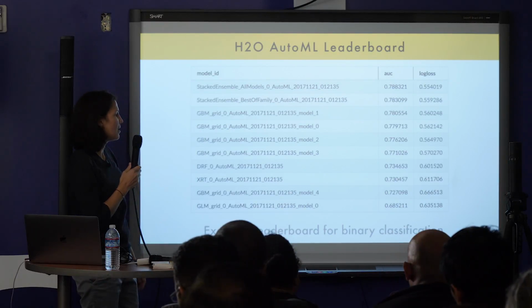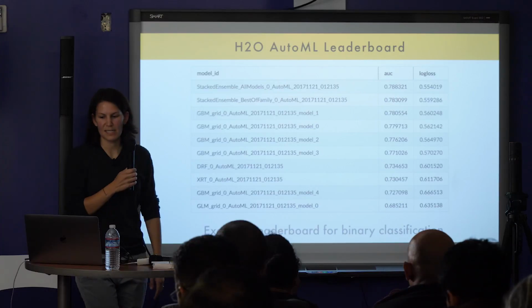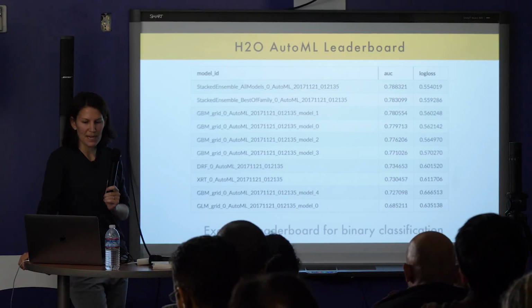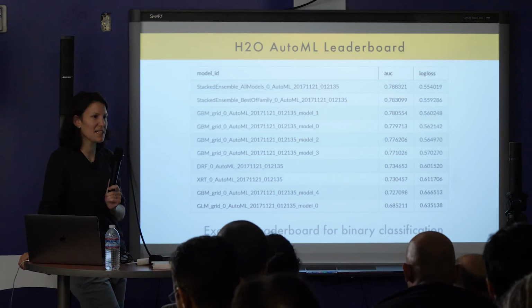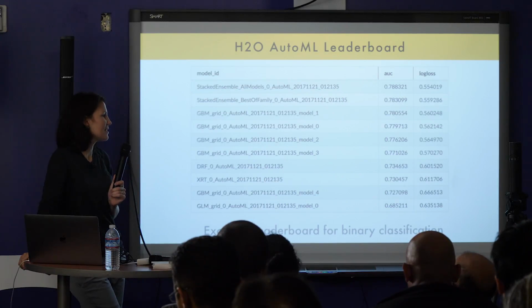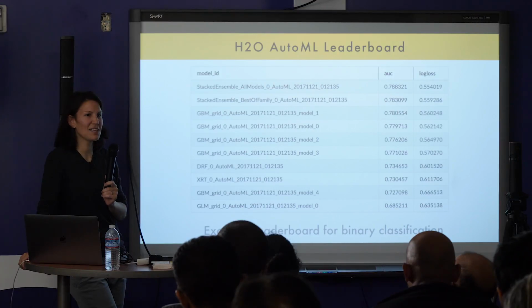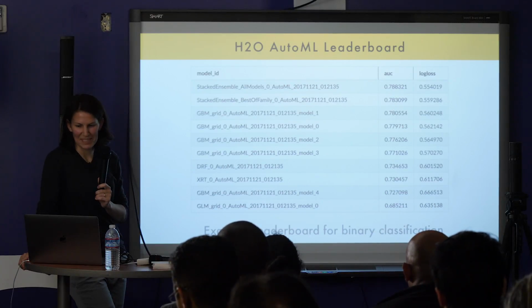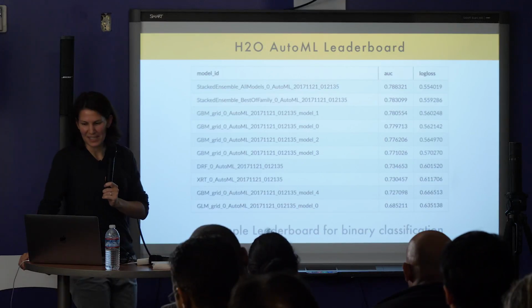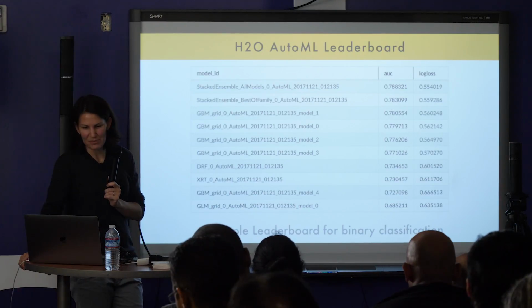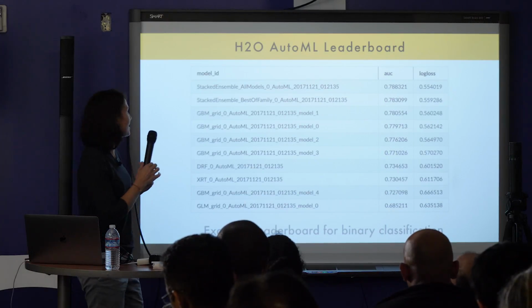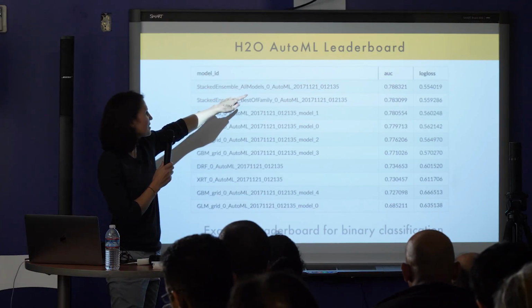This is a real example on a data set called Higgs, which is a sample binary classification data set where you're trying to predict, I think it's a simulated physics data set, something about the Higgs boson. But it's just an easy example, so I use it. And yes, this is a real example. So you'll see at the top, the best model here is the stacked ensemble with all models.